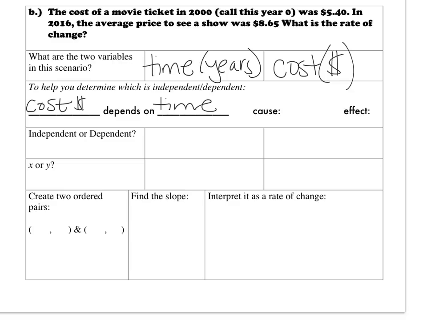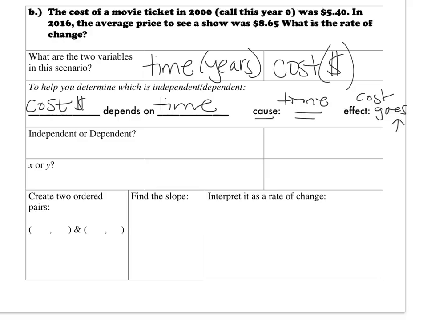Now, if you are familiar with rates, we're not going to measure this in years per dollar. We're going to measure how much the cost changes over time. And if you're still confused about independent and dependent, remember the cause is the independent variable. So as time goes on, what's happening to the movie? Well, the movie cost goes up. That's what's happening.